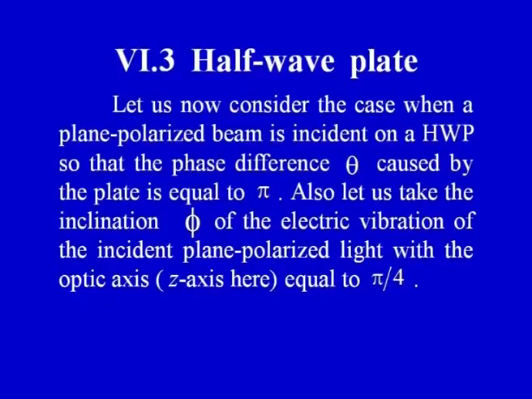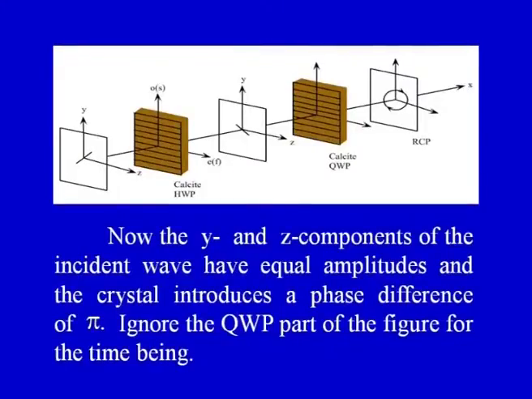Let us consider now a half wave plate. This is the case when the plane polarized beam is incident on a HWP, half wave plate, so that the phase difference theta caused by the plate is equal to pi, half a vibration, path difference of lambda by 2. Again, let us take the inclination phi of the electric vibrations of the incident plane polarized beam with the optic axis, which we have taken as the z axis here, again equal to pi by 4. So, the ordinary and the extraordinary again have equal amplitudes. The crystal introduces a phase difference of pi.